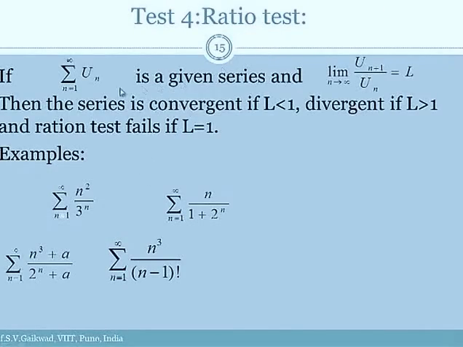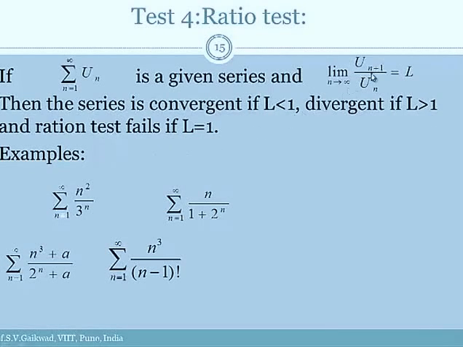This is the ratio test. Here instead of taking another series for comparison, we will compare two consecutive terms of the same series. Just like sigma un is the series, we will find the limit of un plus 1 upon un as n tends to infinity. Suppose the limit is L. Then the series is convergent if the limit is less than 1, divergent if the limit is greater than 1, and this ratio test fails if L is equal to 1.